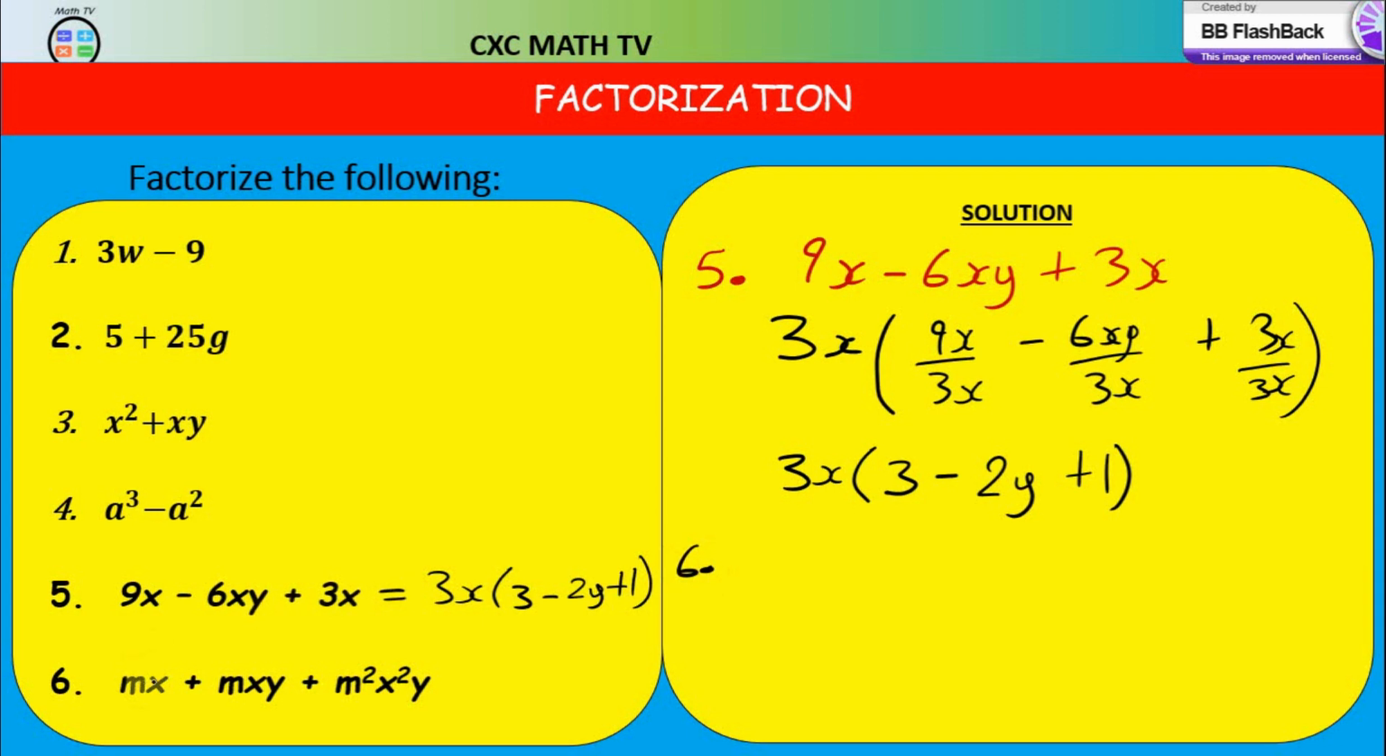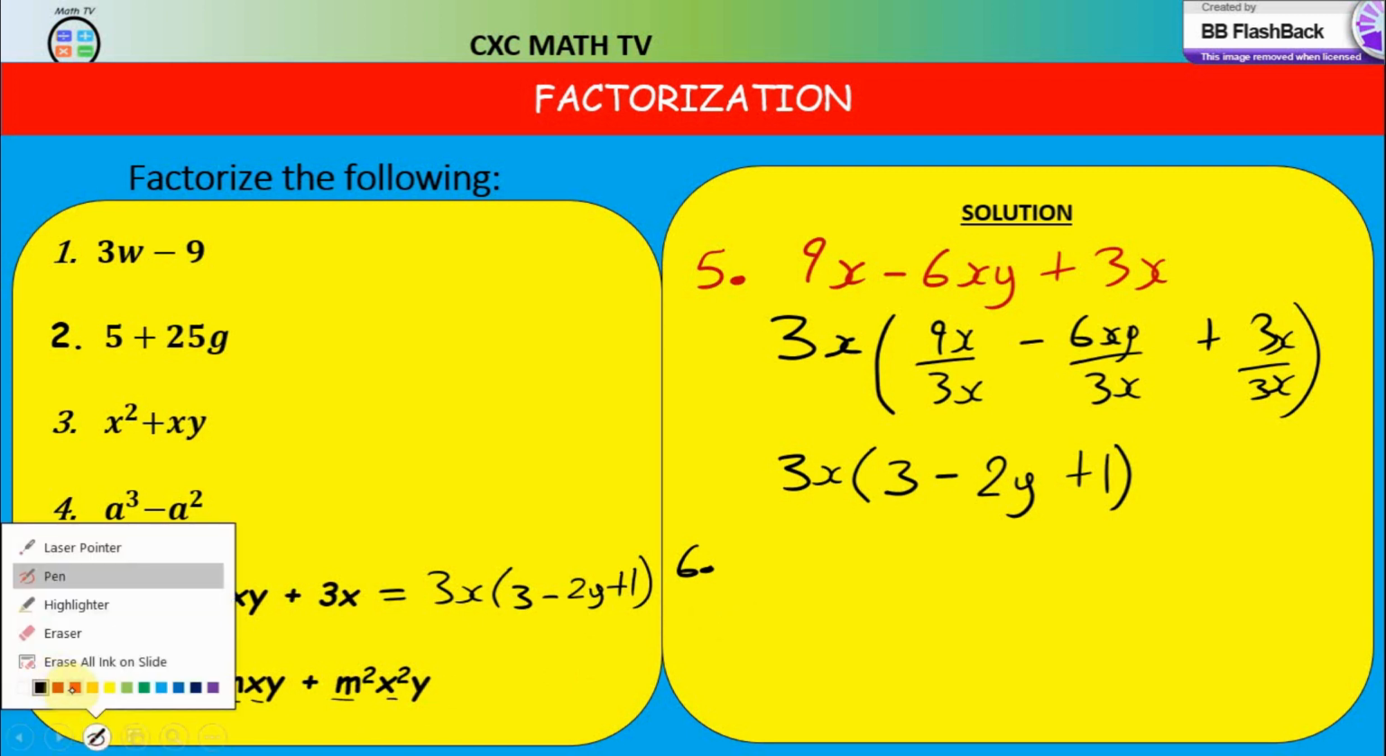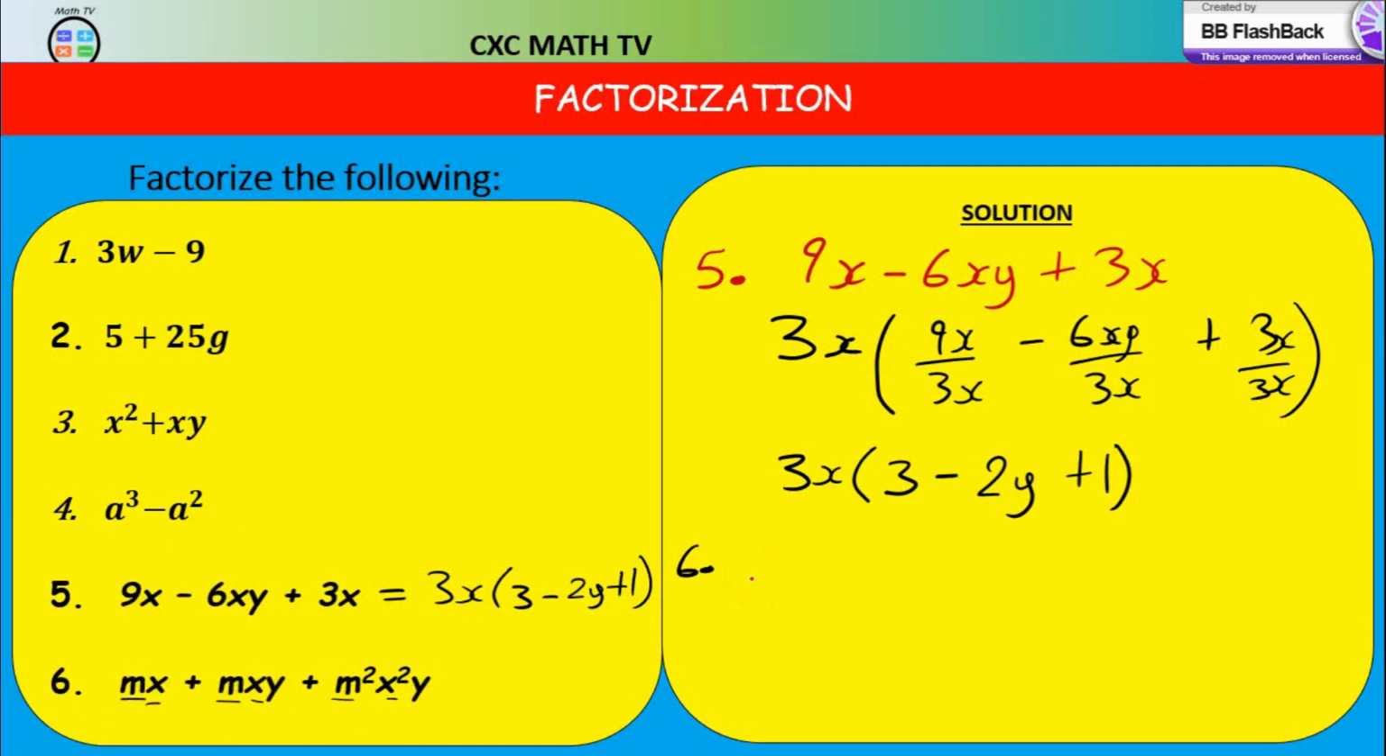Number 6. We have mx, mxy, m squared x squared y. First thing, identify the highest common factor. They all have m in common and they all have x in common. So the highest common factor is just mx. So we can take out the highest common factor mx now.